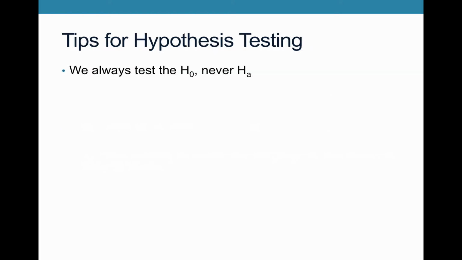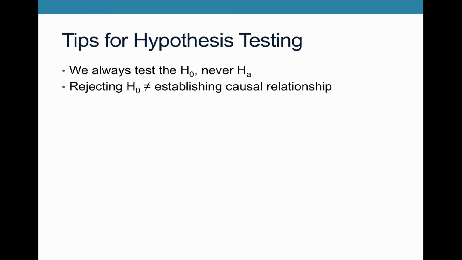So we always test for H0, the null hypothesis. We never test directly the alternative hypothesis. And so we want to see if we have some reasonable level at which we can conclude that the null hypothesis of no relationship is extremely unlikely. But the key here that I really want to emphasize is that rejecting a null hypothesis is not the same as establishing a causal relationship.